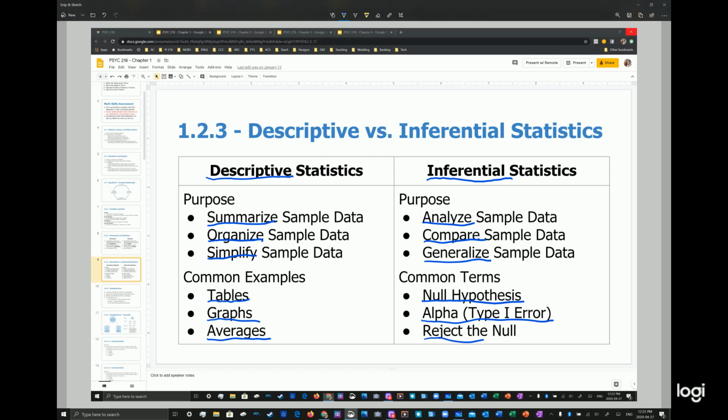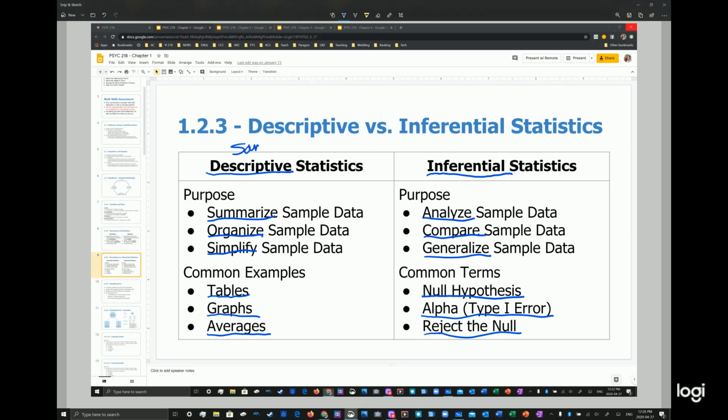And to reject the null is to say, the null hypothesis says no difference, but we say yes, different. So again, those are some inferences that we could make about the population or when we compare samples based on sample data. Descriptive statistics is mainly for sample data, but we can do the same for the population too. But for inferential statistics, we are inferring about the population using the sample.